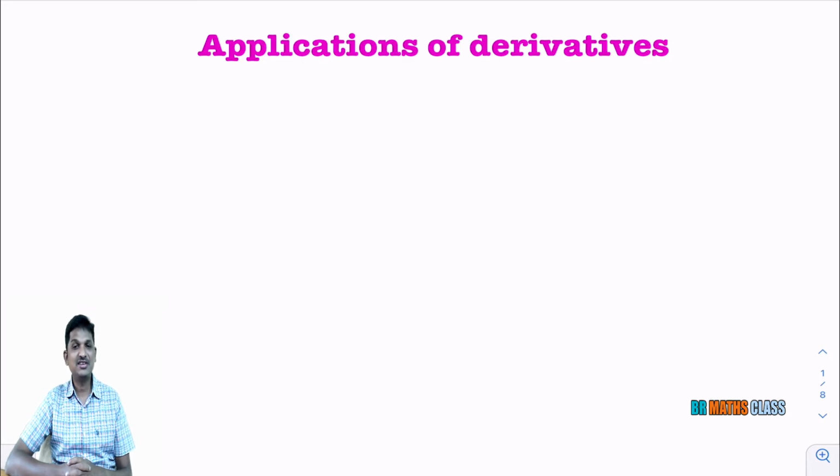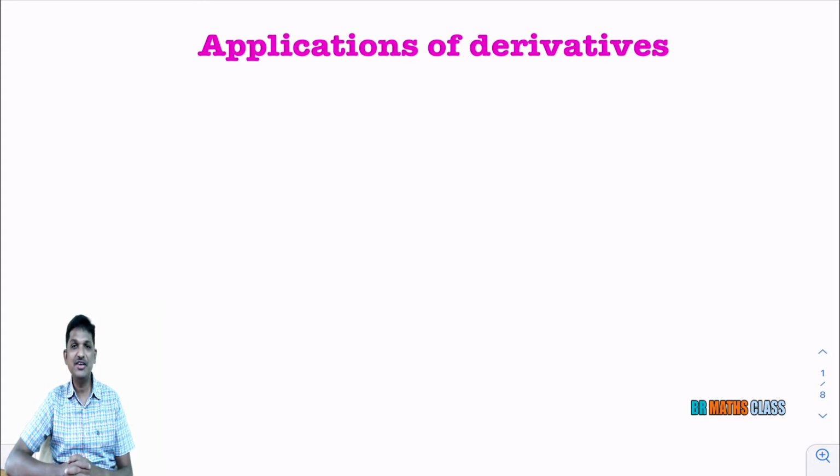This is the first class in the Applications of Derivatives chapter. In this chapter, a total of 5 topics are there: rate measure, tangent and normal, increasing and decreasing functions, errors and approximations, and maxima and minima. In this chapter, rate measure is the first topic.